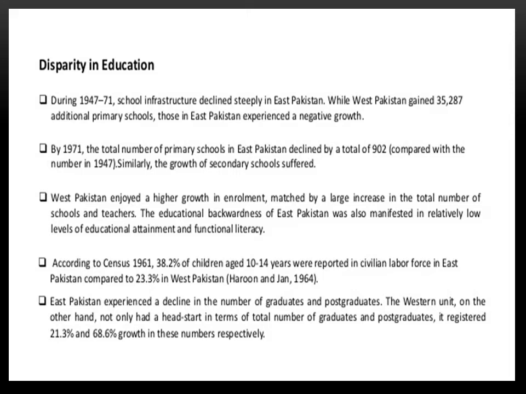During 1947 to 71, school infrastructure declined steeply in East Pakistan, while West Pakistan gained an extra 35,287 additional primary schools. Those in East Pakistan experienced a negative growth. By 71, the total number of primary schools in East Pakistan declined by 902 compared with the number in 1947. Similarly, the growth of secondary schools suffered.